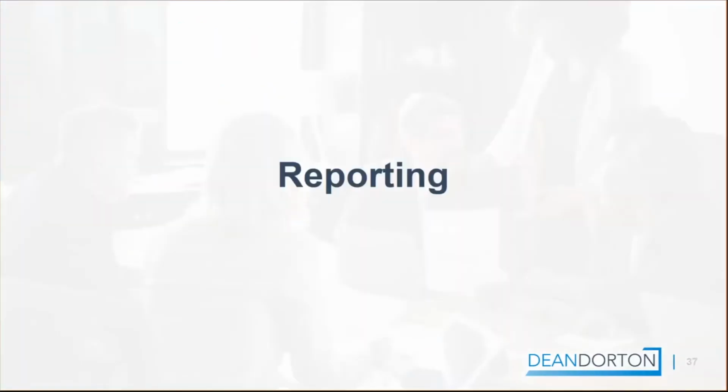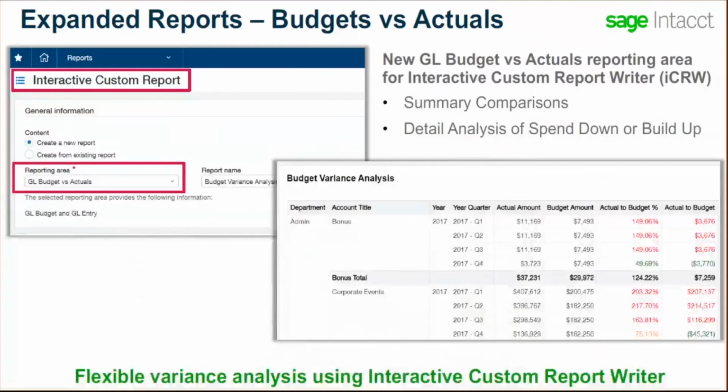Okay, on the reporting front, there have been some nice changes in reporting, quite a few in this release. For the interactive custom report writer, they've added some GL budget versus actual reporting capability. So we can now do budget versus actual interactive custom reports in the ICRW, and it looks something like what you see on this slide. So it's another capability to have some flexible variance analysis in your system.